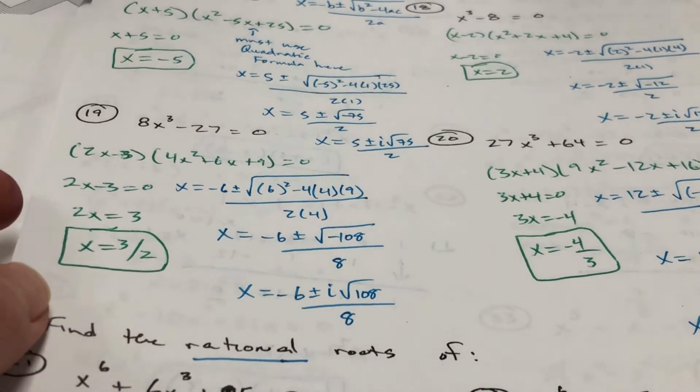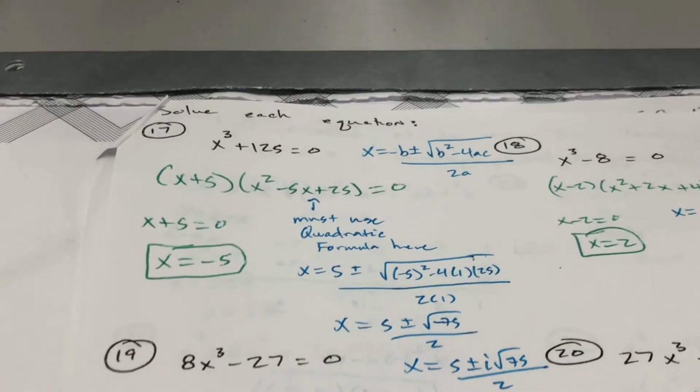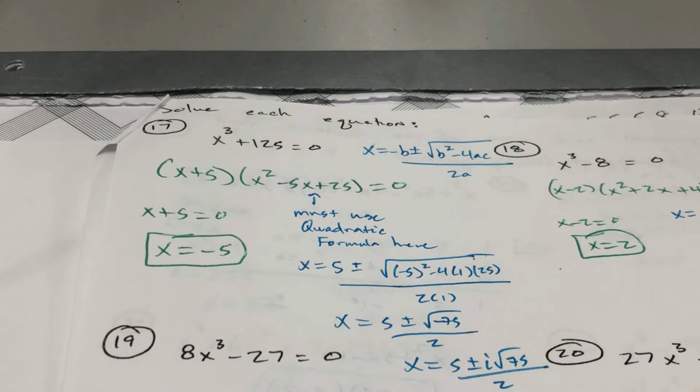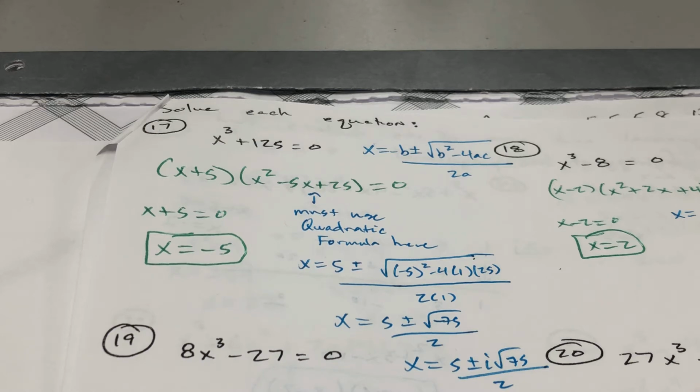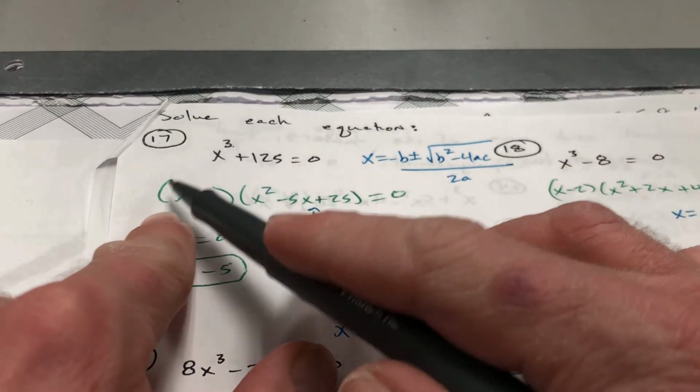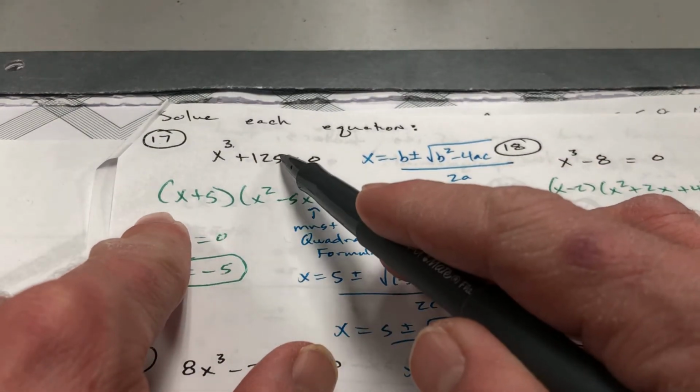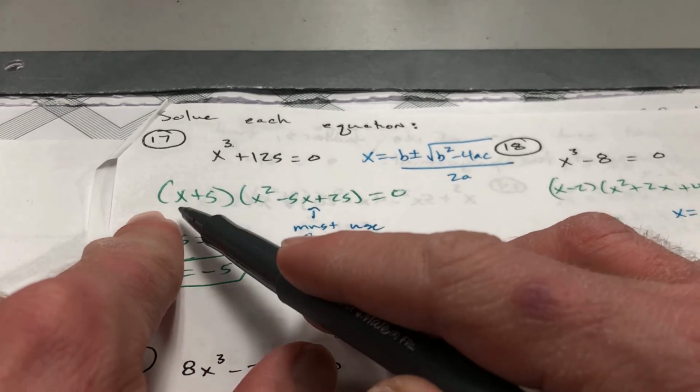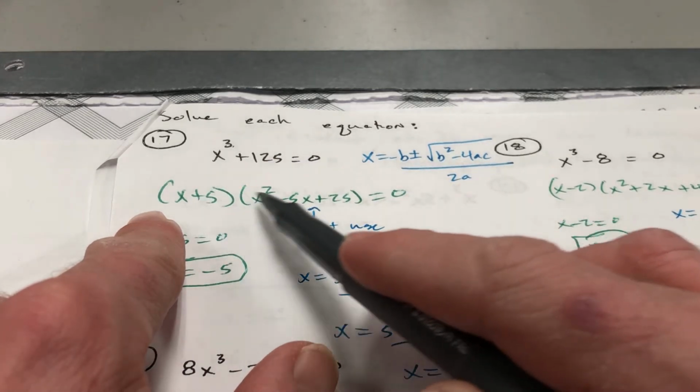All right, 17 through 20 are the big ones here. Solve each equation. You have either the sum or difference of two perfect cubes. So you need to factor like we did on the first 4, I believe, of this quiz review packet. Okay, so the cube root of x to the third is x, plus the cube root of 125 is 5. Take the first term and square it. If that's a plus, this is a minus.